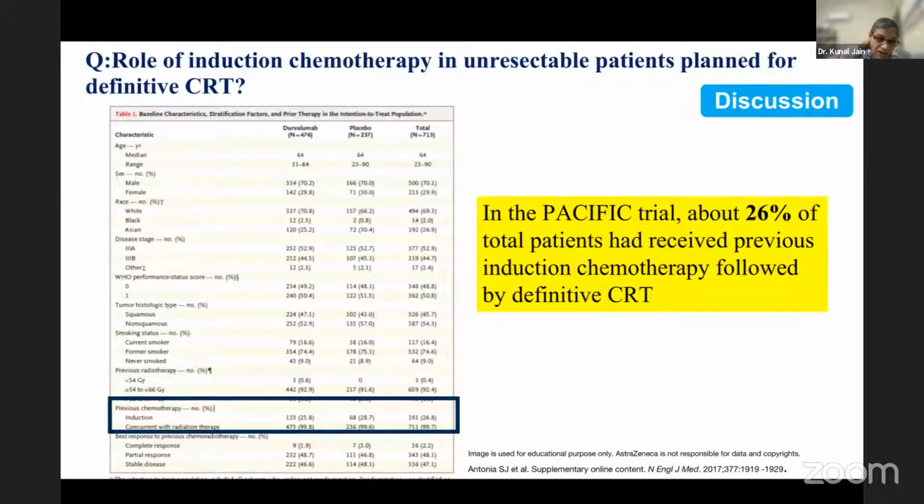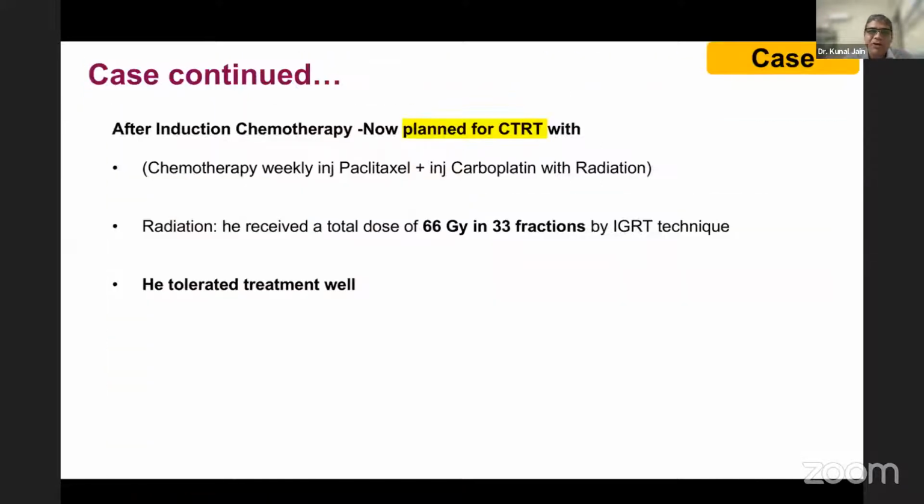So I mentioned that we use this kind of strategy sometimes for our patients, especially if they have bulky disease. And even in the landmark PACIFIC trial, there were about 1/4 of patients who had received induction chemotherapy preceding definitive chemoradiotherapy.